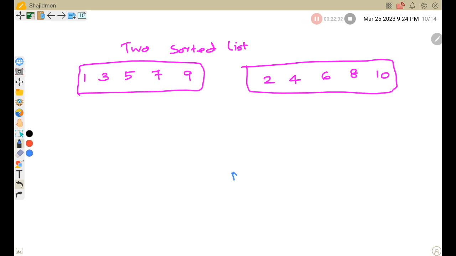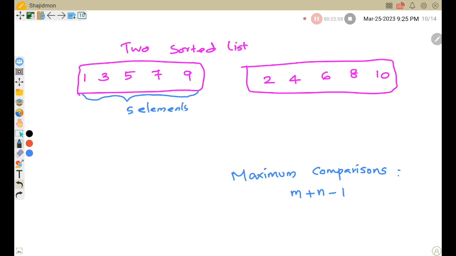So we studied one rule for the maximum number of comparisons: m plus n minus 1, correct? Sometimes this much will not be taken, because the list will be sorted before that. For example, how many elements are there in the first sorted list? 1, 2, 3, 4, 5 elements, correct? And in the second sorted list, how many elements? 1, 2, 3, 4, 5.